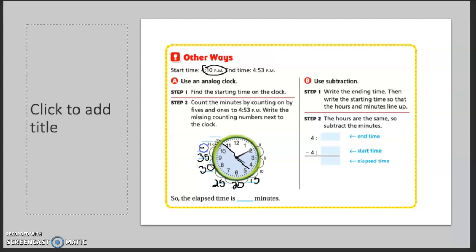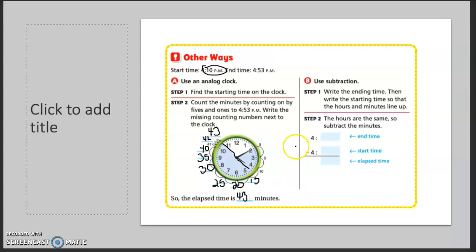This would be 40. Now again, I have to change what I'm skip counting by because if I keep counting by 5s, I'm going to go past the end time. So here I counted by 1s. I would count 41. Then I'm going to add one more. That would make it 42. Add one more. That gives me 43. So again, I still ended up with the same answer of 43 minutes, even though I used a different strategy using an analog clock.